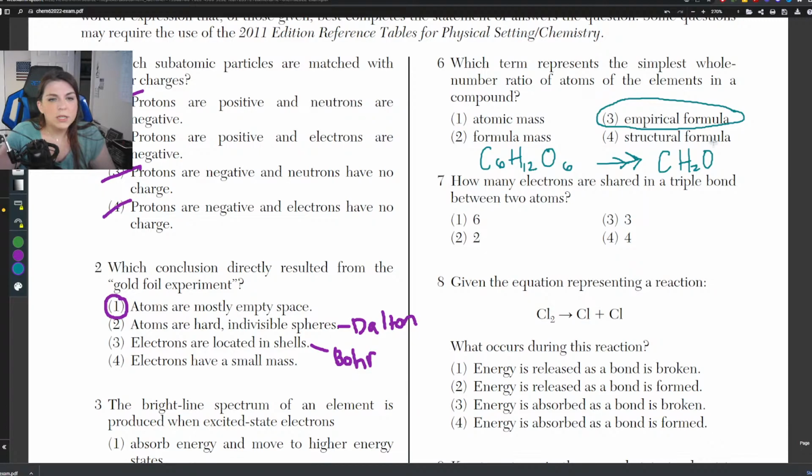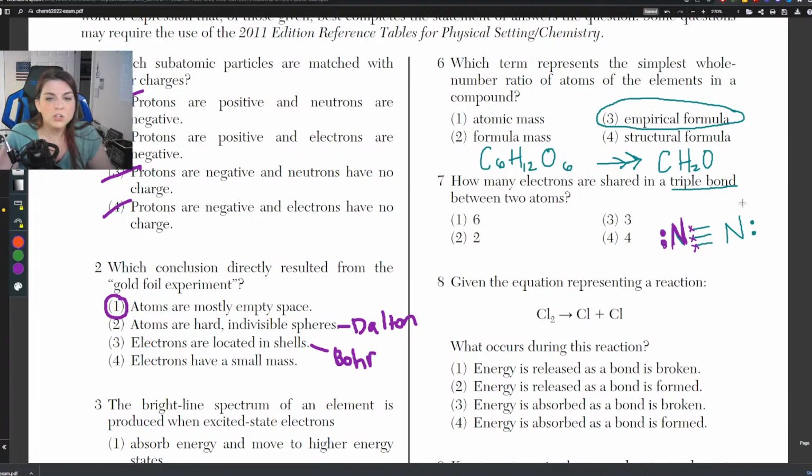Love number 7. How many electrons are shared in a triple bond? Doesn't really matter, but you should know that nitrogen is the element that loves to triple bond to itself as a diatomic. And its Lewis structure looks like this. And what happens is that we'll do the purple. This purple nitrogen on the left has 1, 2, 3, 4, 5 valence electrons. It puts 3 into that bond.